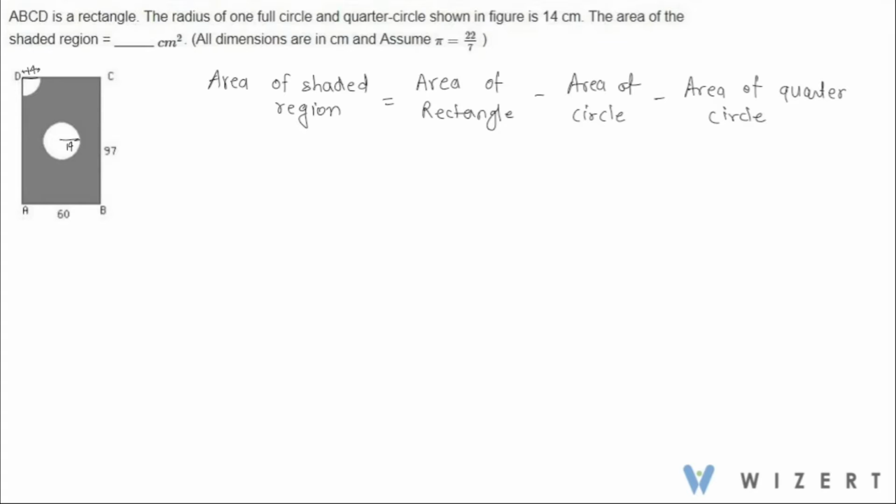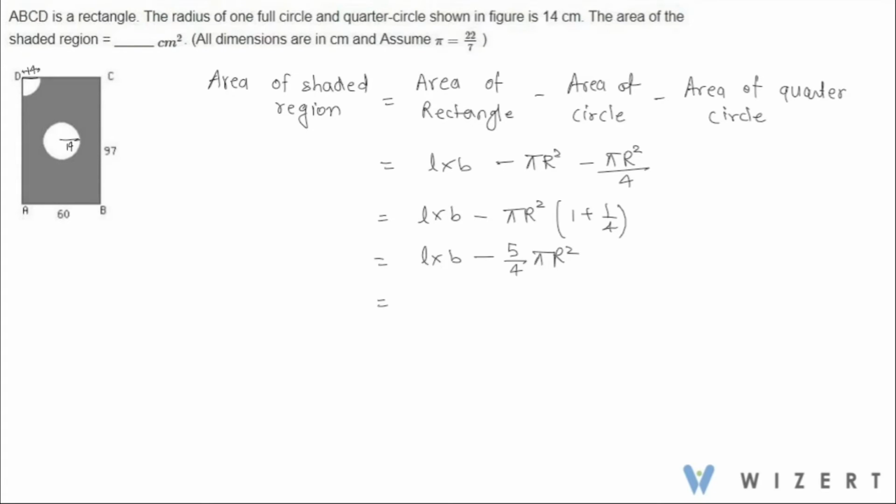Now we know area of rectangle is length into breadth. Area of circle is pi r square and area of quarter circle is pi r square by 4. So this is length into breadth minus pi r square taken common, 1 plus 1 by 4. So that is equal to length into breadth minus 5 by 4 pi r square.